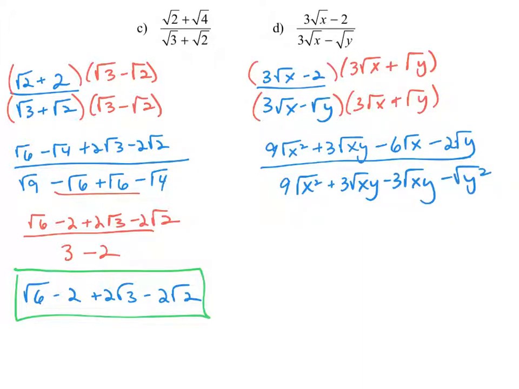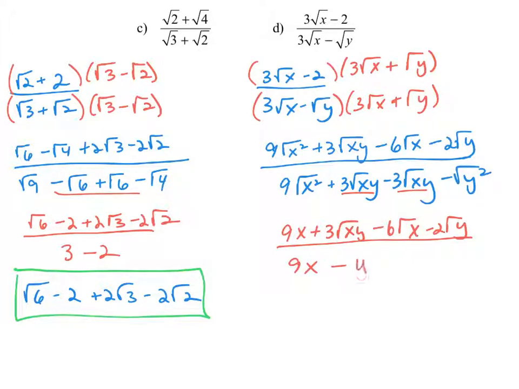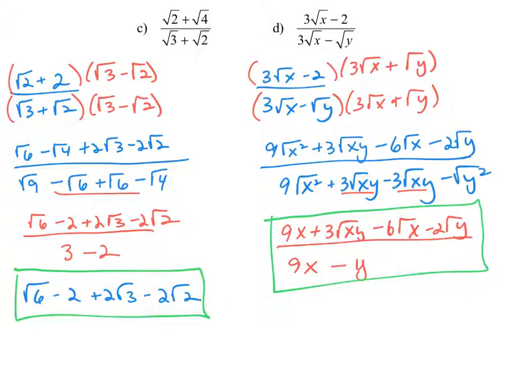Let's simplify. We shouldn't end up with any radicals in the denominator. In the numerator, we get 9x plus 3 square root of xy minus 6 square root of x minus 2 square root of y. And in the denominator, we get 9x. Those middle two terms are opposites. They cancel out. Minus y as our final answer when we simplify the rational expression by rationalizing the denominator.